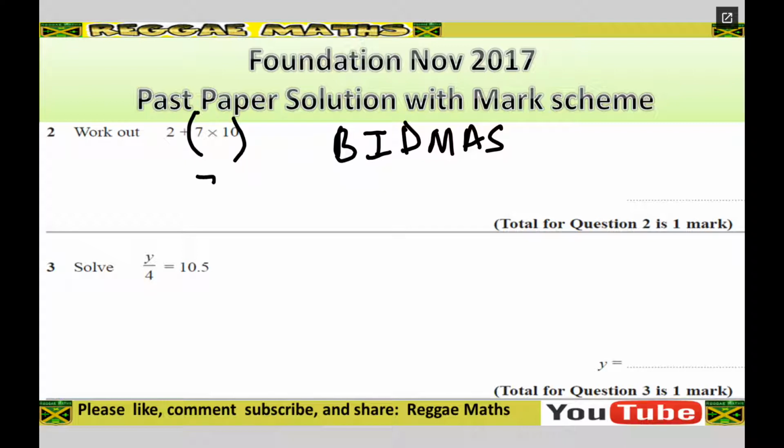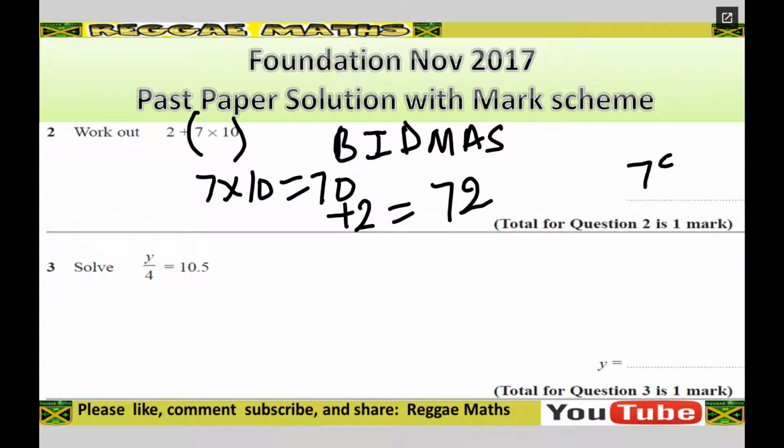So it's 7 times 10, which is 70. Then you add the 2 on. So the answer is 72. So 72.